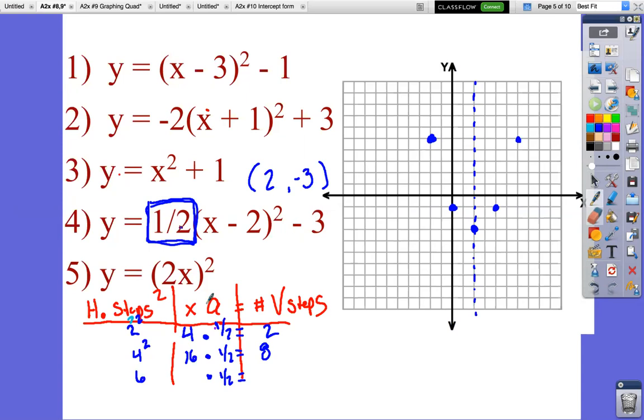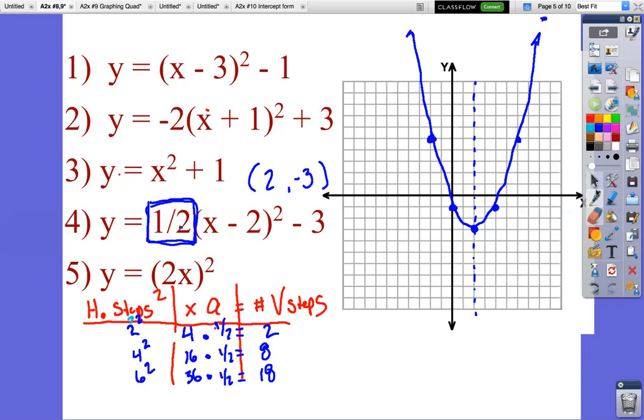Again, I don't think this is going to fit on the table. Maybe it will. If I take 6 horizontal steps, 6 squared is 36. Half of 36 is 18. So if I went 1, 2, 3, 4, 5, 6, I got to go up 18, which is way up here, so on and so forth. You guys kind of get the point. But it is much wider than what we've seen. And really, that's it. That's how we graph this.